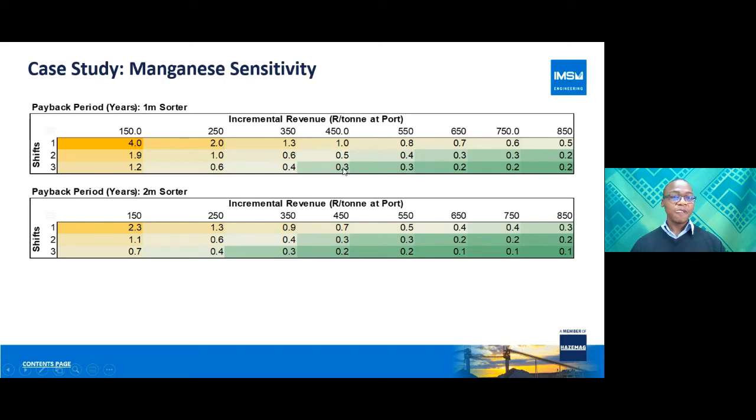And similarly with the 2 meter sorter, the payback period is reduced from about 2 years with a single shift to approximately 2 months if they take a 2 meter sorter at an incremental revenue of, sorry, 450 rands per ton.